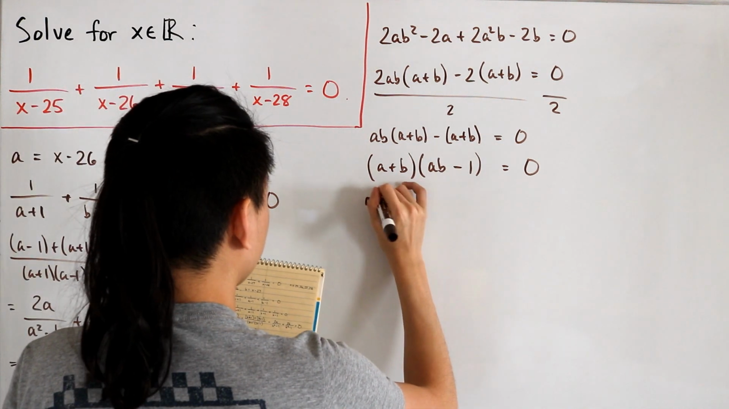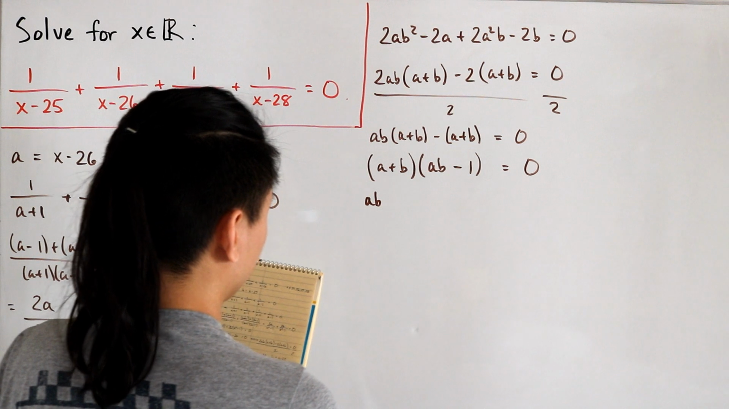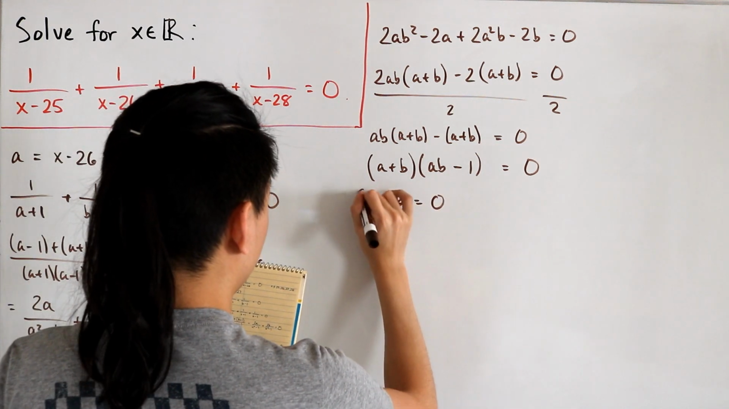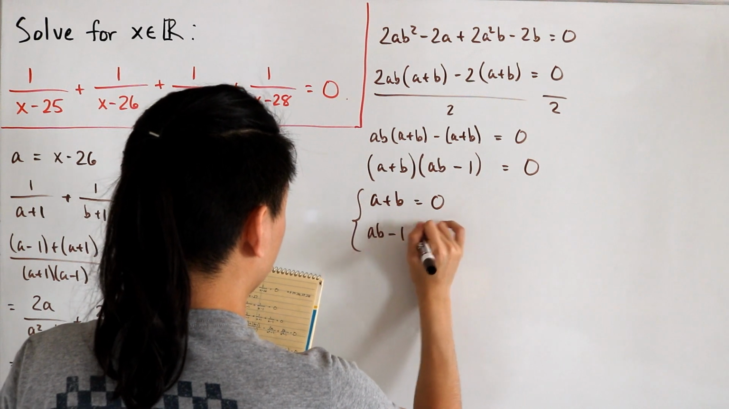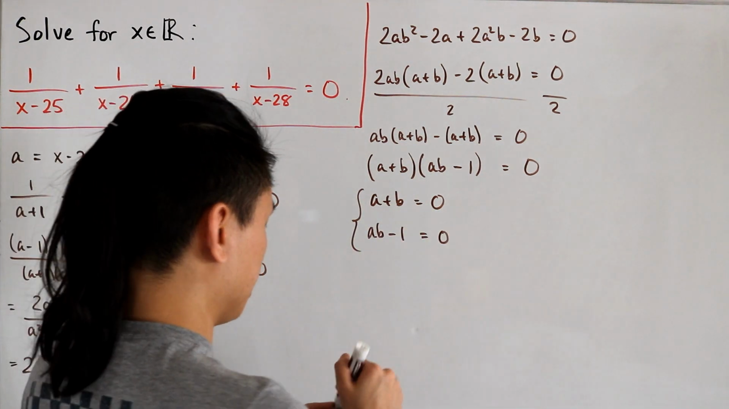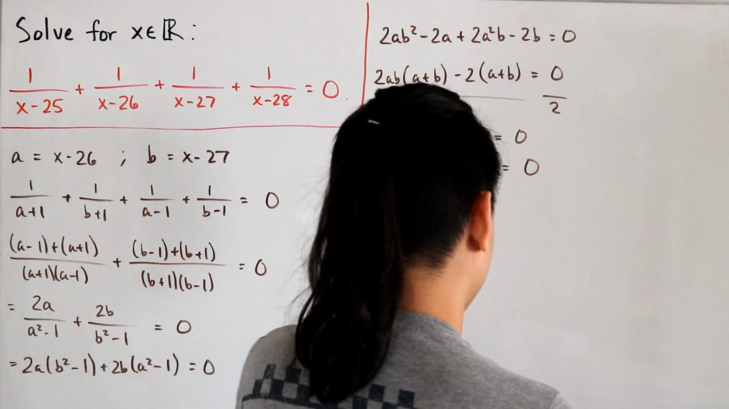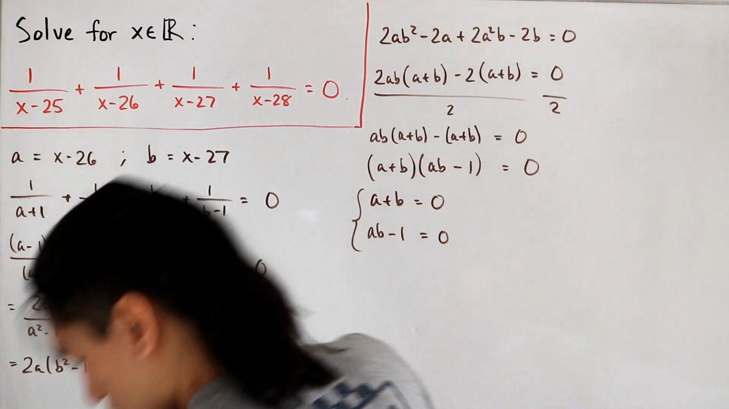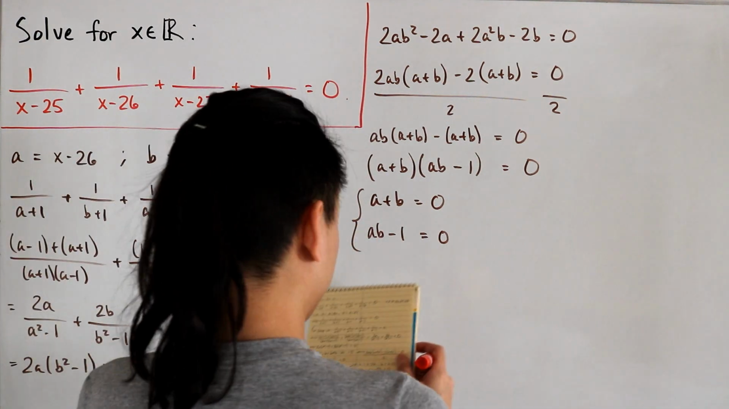Let me start with a plus b. A plus b is equal to 0, and then a times b subtract 1 is equal to 0. So let's start off with the first equation, which is a little bit easier because we defined what a and b are equal to in this situation of the substitution. So by doing so, we just plug in everything.